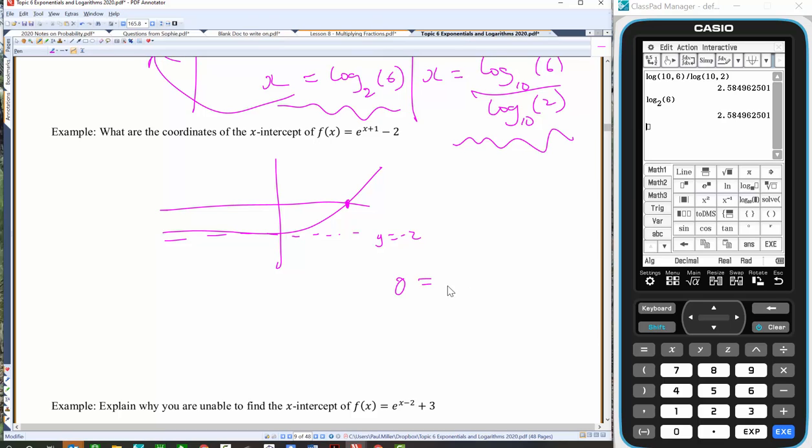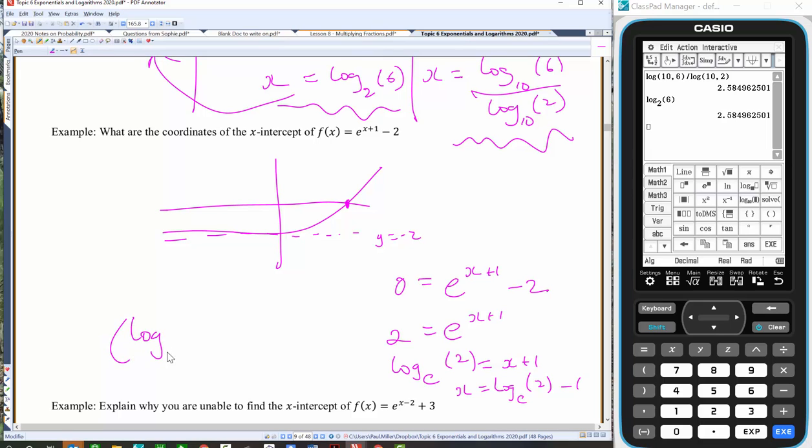So we're going to go 0 equals e to the x plus 1, take 2. I'm going to add 2 to both sides: 2 equals e to the x plus 1. To solve for x I need to bust it out of the exponent, and the method is to convert to log form. So log e 2 equals x plus 1, x equals log e 2 take 1. So the coordinates of the x-intercept are the very attractive log e 2 take 1, comma 0.